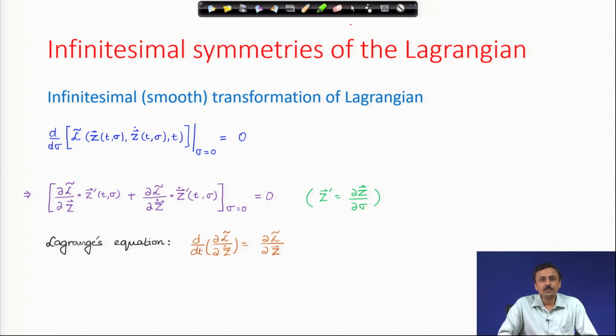Now, this is our Lagrange's equation for the new transformed thing, and we have seen that the structure remains invariant. This is our Lagrange's equation for the new coordinates z: d/dt of ∂L̃/∂ż must be equal to ∂L̃/∂z. Now, this we are going to use.